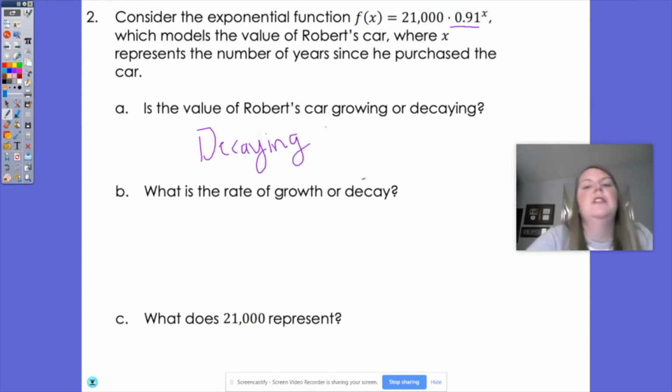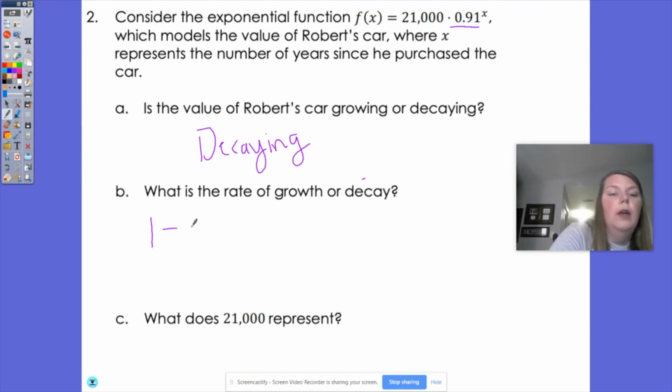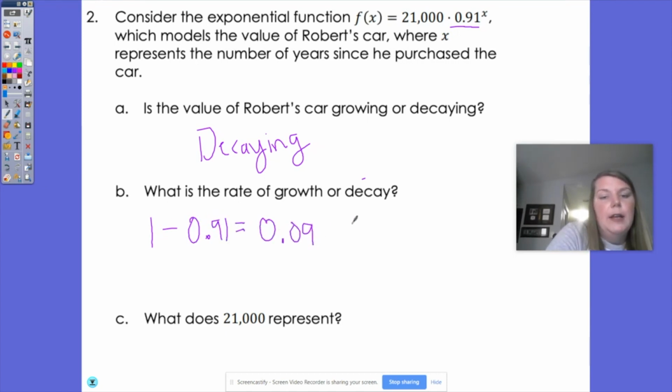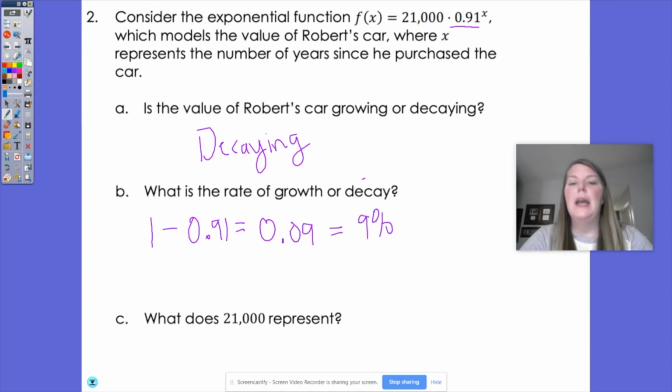And if we just think about the situation, he bought a car, and if we're talking about years since he bought the car, the value of the car is going to be less. What is the rate of growth or decay? Again, we're trying to figure out the difference between 1 and this number. So if we take 1 and subtract 0.91, that is going to be 0.09 or 9%. So it's decaying at a rate of 9%.